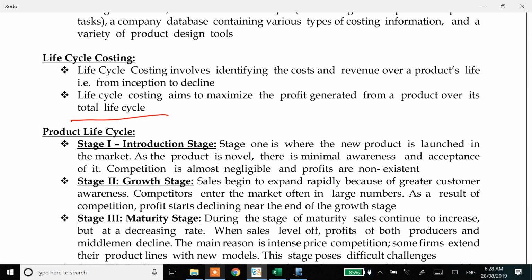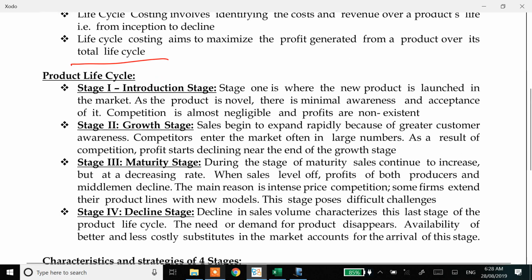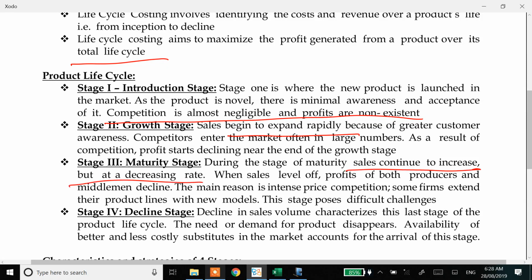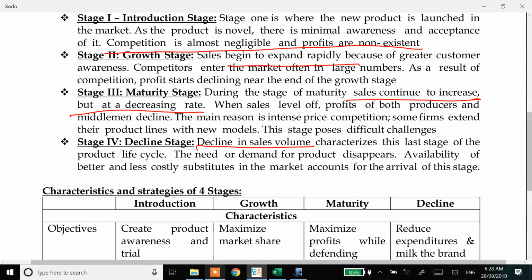Maturity, there will be high sales, but now sales increase itself will happen at a decreasing rate. The sales may increase, but it may happen at a decreasing rate, or the sales may decrease itself. In the decline stage, sales are going to decrease. Competition is almost negligible and profits are non-existent. Sales began to expand rapidly. During the stage, sales continue to increase but at a decreasing rate. It continues to increase but at a decreasing rate, and at this stage there is going to be decline in volume.